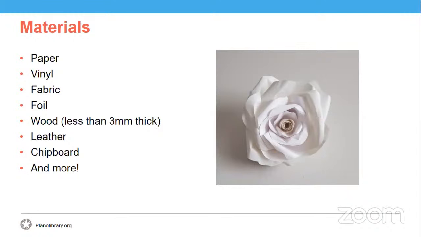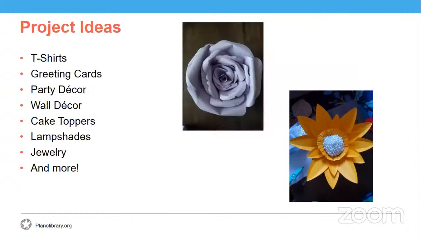So some project ideas. In general, these are just some popular things that the Cricut machine is used for. So you can make your own t-shirts for family gatherings or events. You can create your own greeting cards, party decor, wall decor, cake toppers like happy birthday, congratulations. You can even design lampshades or create your own one-of-a-kind jewelry and more. So many different possibilities.